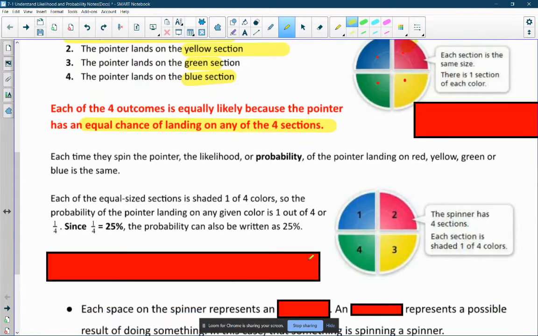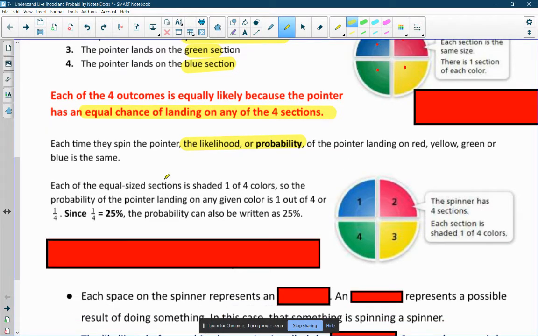Now we go on. Each time we spin that spinner, the likelihood or probability of the pointer landing on red, yellow, green, or blue is the same. Why can we say that? Because all the sections are the same size, so the probability of landing on each one is the same. Each of these equal size sections is one of the 4 different colors. So the probability of the pointer landing on any given color is 1 out of 4. Landing on blue: 1 out of 4, 1 blue space, 4 total spaces. Or we can use a fraction, 1/4.